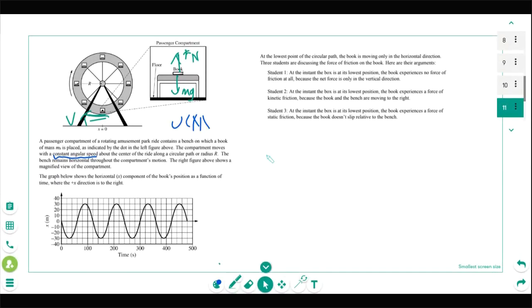My first guess is to say student 1's right. There is no horizontal acceleration at all here at the lowest point. Because it's at the lowest point, all those forces are acting completely vertically on here. So I'm tempted to say student 1 is good.